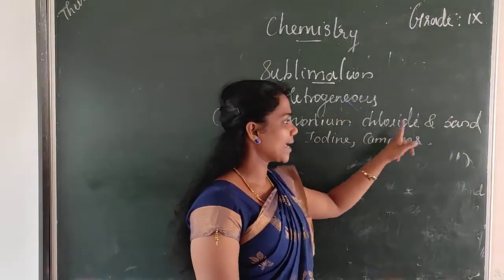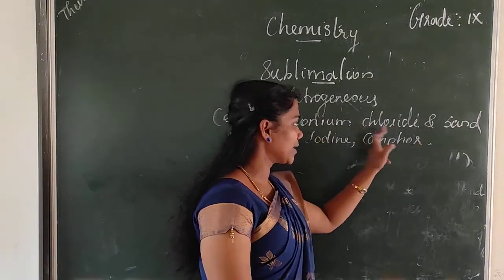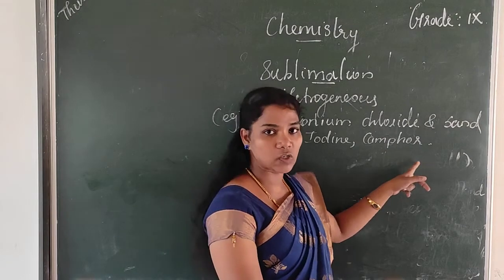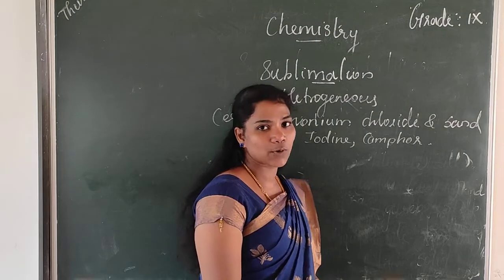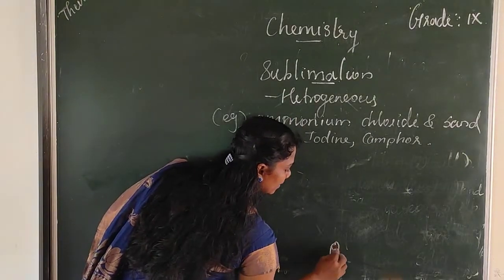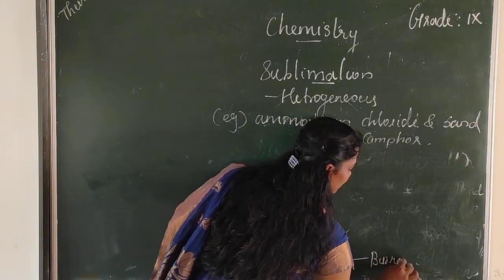Now we have taken ammonium chloride and sand. Either you can take iodine and sand, or camphor and sand, or camphor and table salt at your home also. Camphor is easily available, plus you can take sodium chloride salt. For this, first we need a burner. For heating, we need a burner.